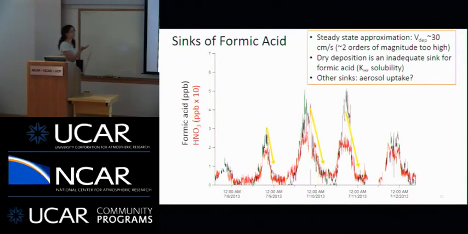Dry deposition is an inadequate sink for formic acid based on its Henry's law constant. So we need some other sinks. I've scratched my head about this quite a lot, and the only thing I've come up with is that we have to have some aerosol uptake. So the formic acid has to be going into the aerosols, and it has to be doing that very, very rapidly. If anyone has any other ideas for a very rapid sink of formic acid, I am all ears. So please come and talk to me about it.